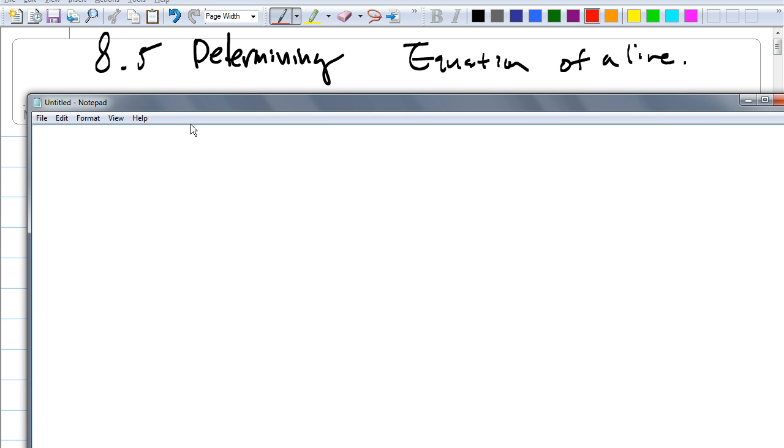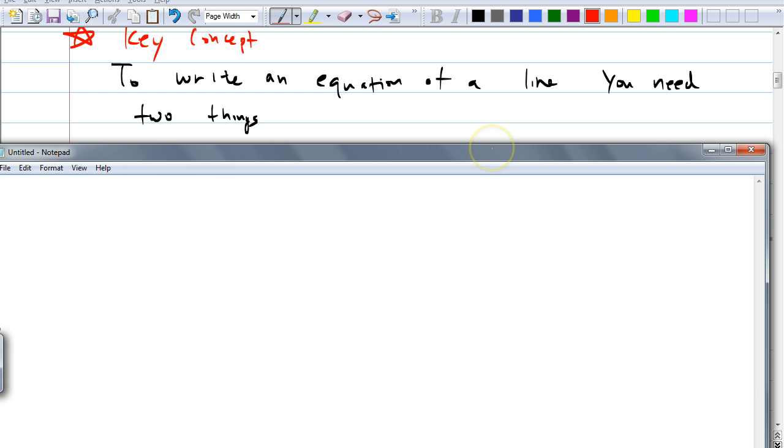Does that make sense? So let me just show you the key concept of this section. If you understand this part, you're done, really. They do get a little bit creative, but let me show you what we need here. So write this down. Key concept. To write an equation of a line, you need two things.